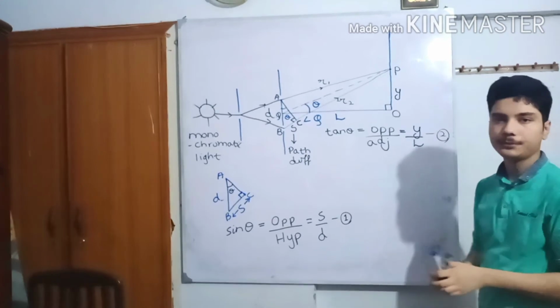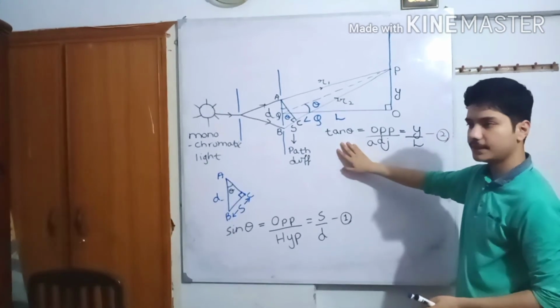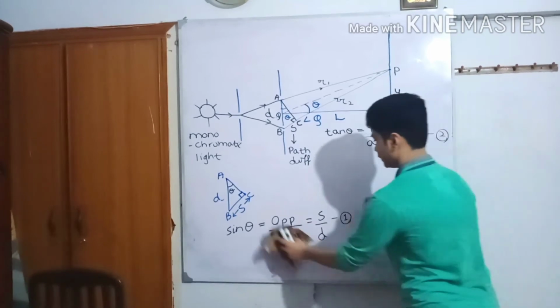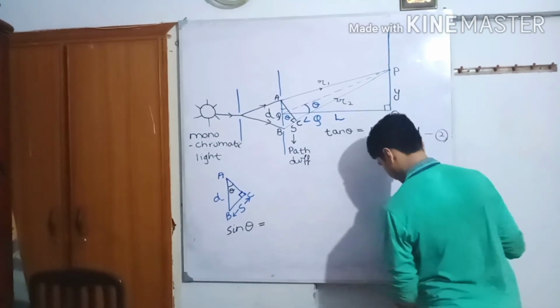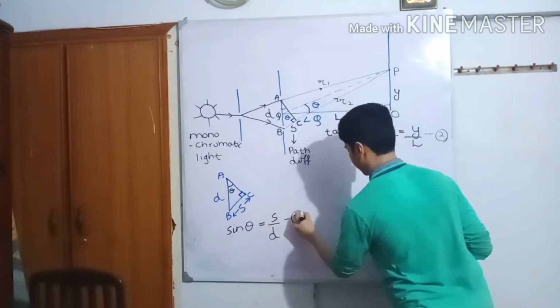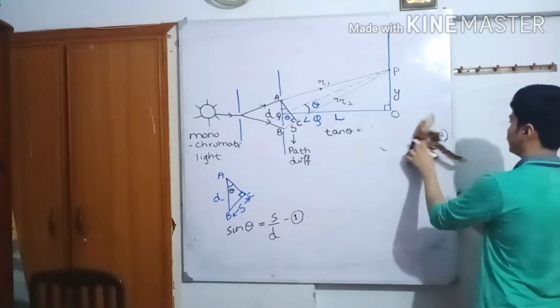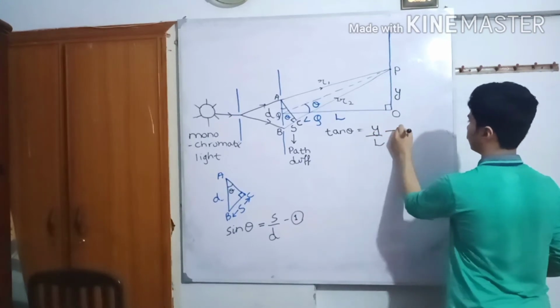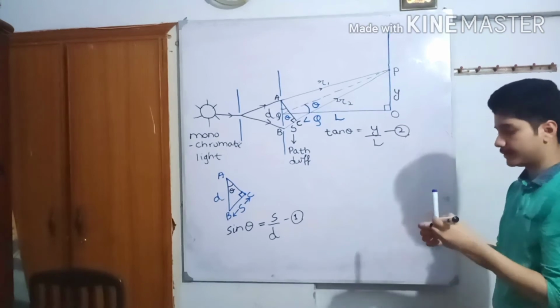So we have developed two equations. Number one is sine theta and the other one is tangent theta. I should write this as S over D, equation 1, now it looks better, and this is y over L, now it's much better. So equation 2. We have developed two equations.